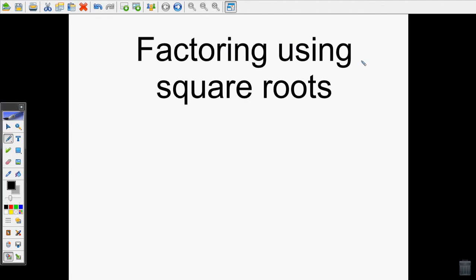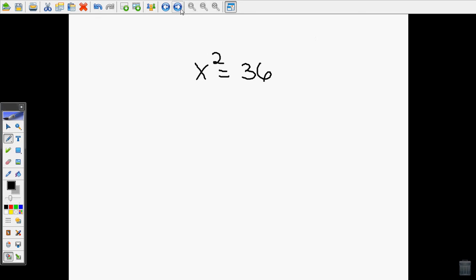I'm going to review with you how to factor a quadratic using square roots. And by doing this, we can find out the solutions to the quadratic equation, meaning where it crosses the x-axis. So I'm going to start with this one where we have x squared is equal to 36. This is a pretty simple one.